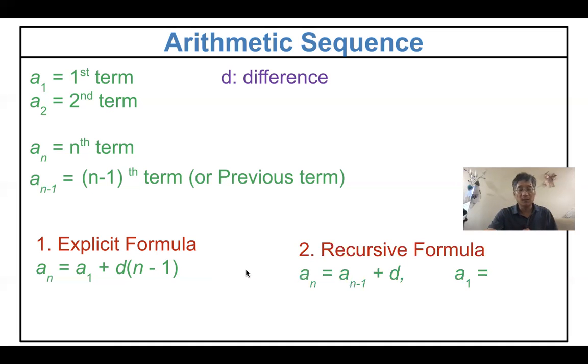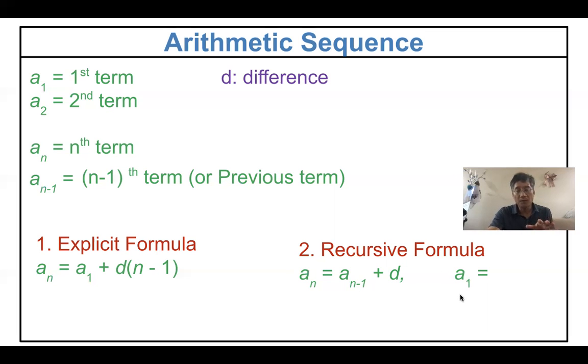And then second is the recursive formula. In the recursive formula, we get the nth term by using just the previous term. When you know the previous term, what do you do? You add d to the previous term, right? And then you get the next term. So the formula is previous term plus d. Simple, right? But the problem is, to get the nth term, you should know the just previous term. Without knowing it, you cannot get the nth term.